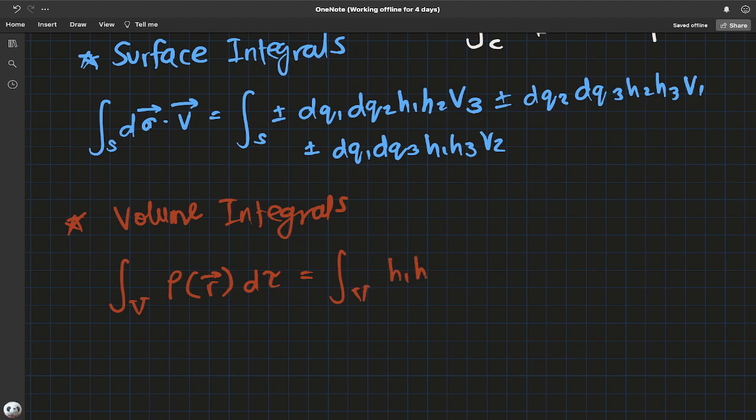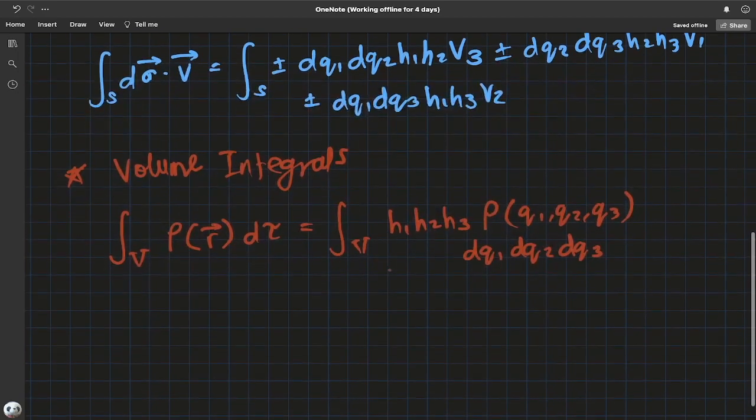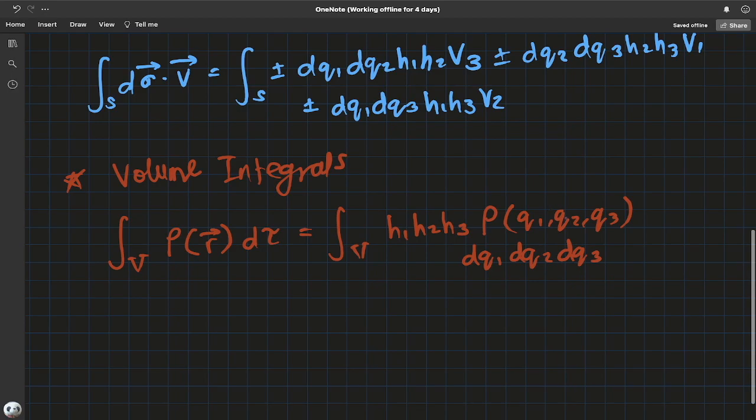h1 h2 h3 rho of now q1, q2, q3, because we are integrating in the general curvilinear system, and then those differentials dq1, dq2 and dq3. Again, I'd explained what the d tau changes to, so this is just a recap of that. And since this is a scalar, we don't need to worry about orientation or direction. So there we go.